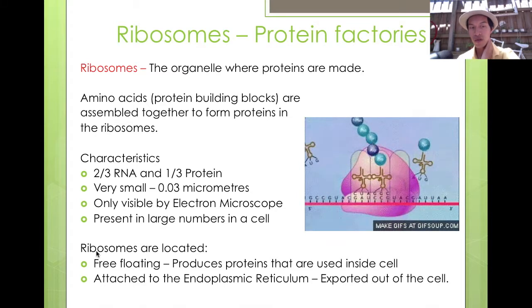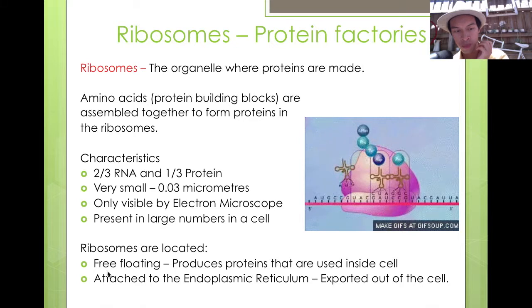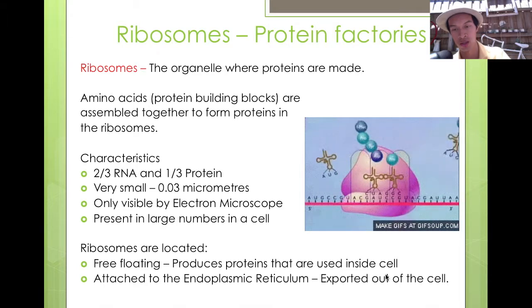Now, there are two locations where ribosomes can be found. The first are what we call free floating. These free floating ones produce proteins that the cells themselves use within the cell itself.